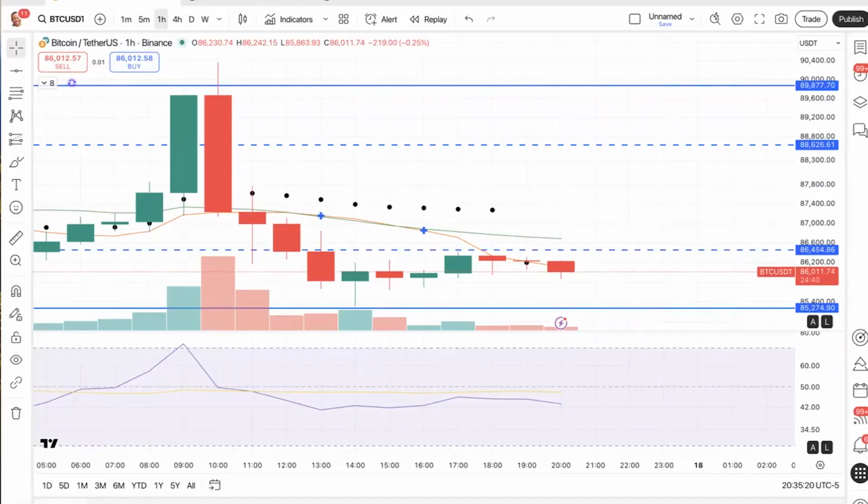Okay, so in this situation, let's look at the 1 hour. Is it a good idea to say, let's say we get back above 88,414, would it be a good idea to take that long, saying it's going to go back up to that high that we see?